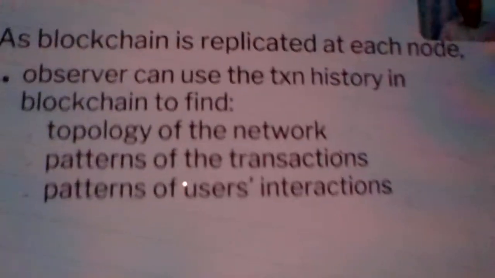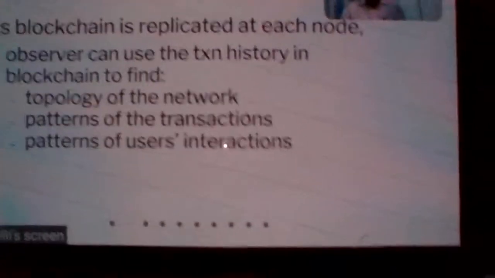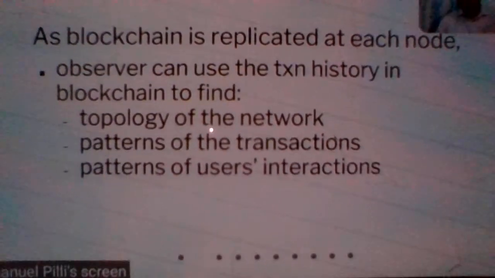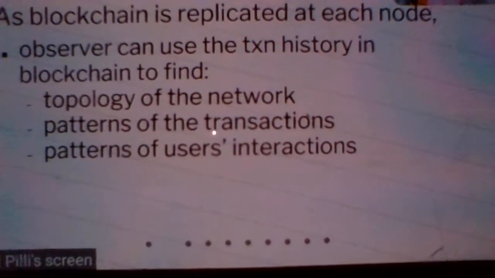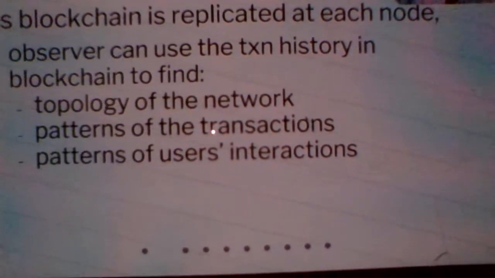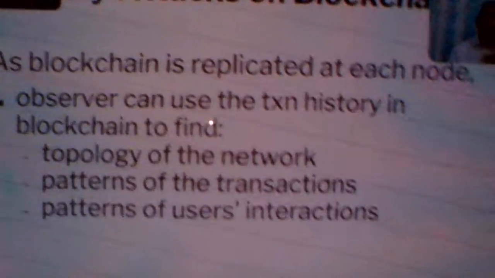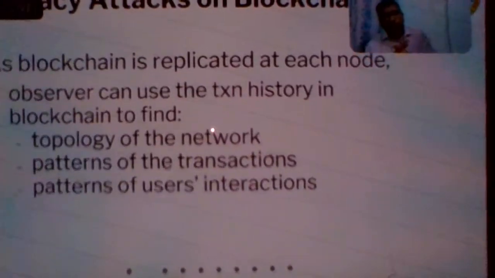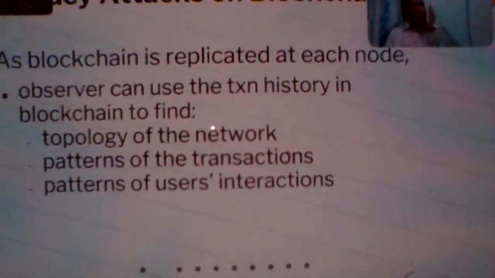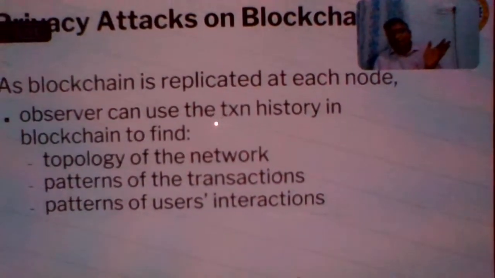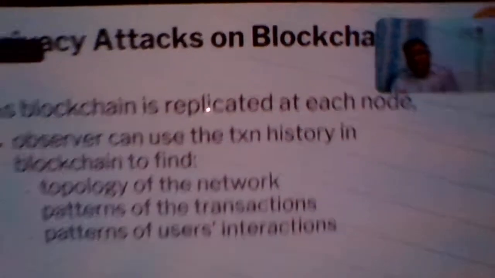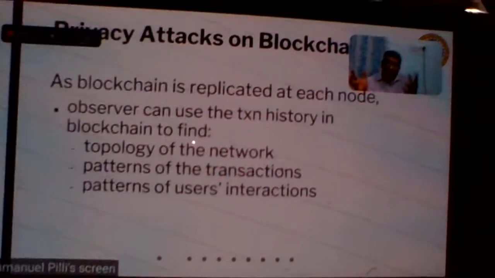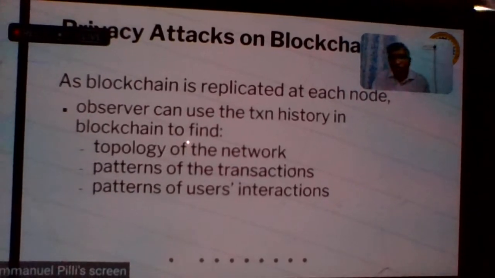So a blockchain is replicated at each node. As we know, the observer can use the transaction history in the blockchain to find the topology of the network. So this is what I was talking about, right? When Bitcoin core nodes are set up from different points, the blockchain keeps track of how many physical nodes are there. They can come from an exchange also, but the exchange aspect is different. The exchange has more wallets, and they are all maintained. So that's where the role of the exchange comes.